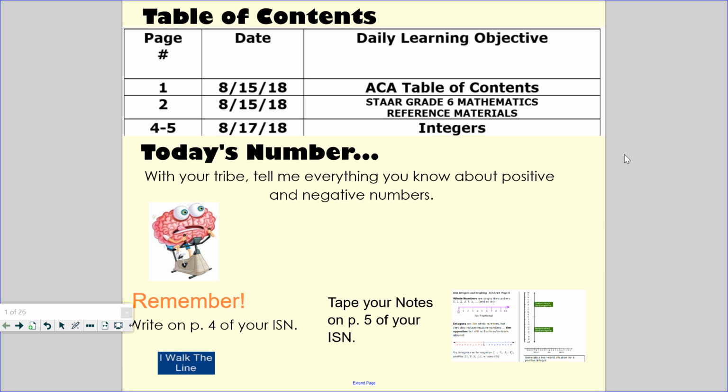Welcome. Today we're going to be learning about integers and graphing. So in this number routine, which is called today's number, with your tribe, you're going to tell me everything you know about positive and negative numbers.